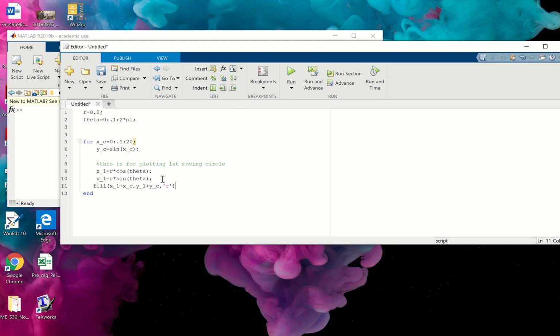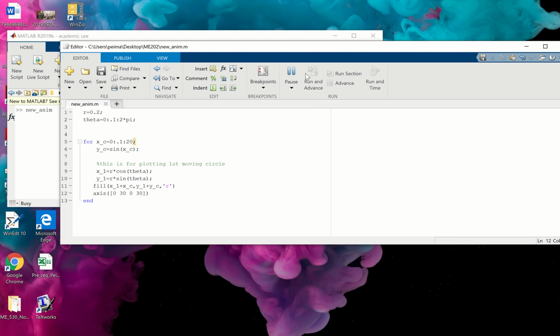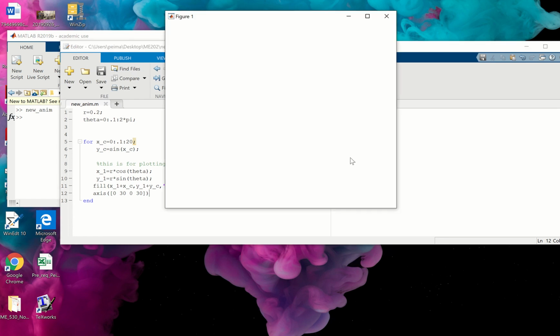So if I run this, guys, I'm going to put the axis because I want to see what's happening: axis between 0 and 30 and 0 and 30. Now I save it as new anim in the ME202 class, and if I run it, what I'm going to see is this.